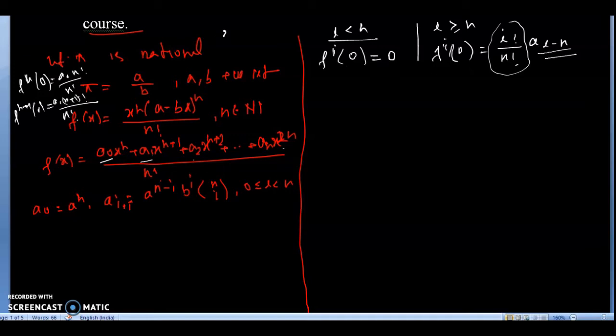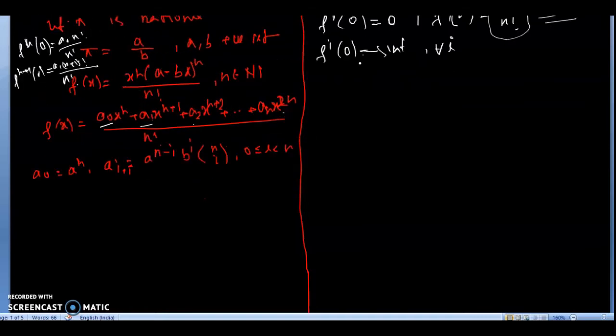And if you think of f^(0)(x) equals f(x), then f(0) is also 0, as x to the power n vanishes when you put x equals 0. So you can say that f^(i)(0) is an integer for all i.